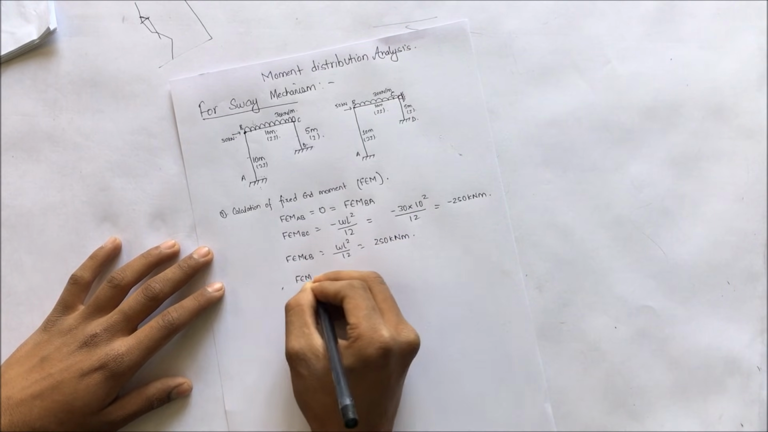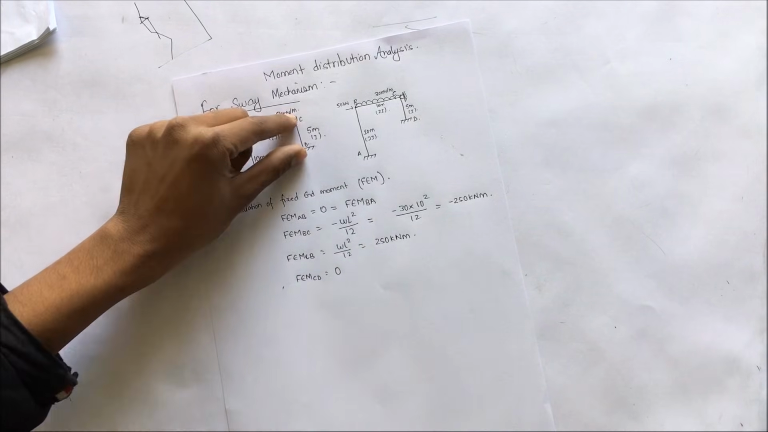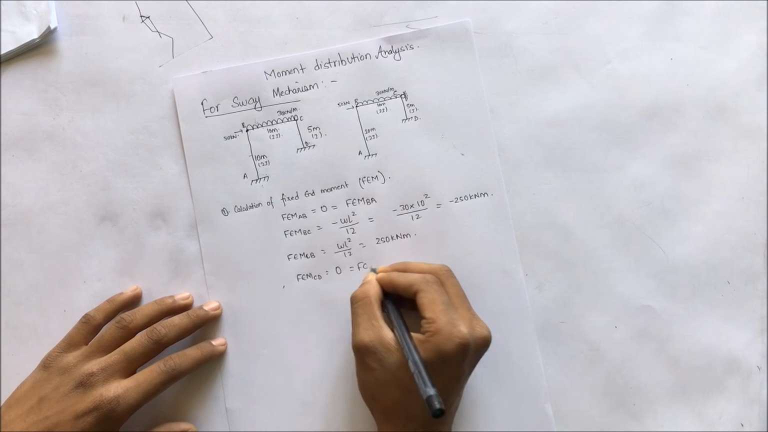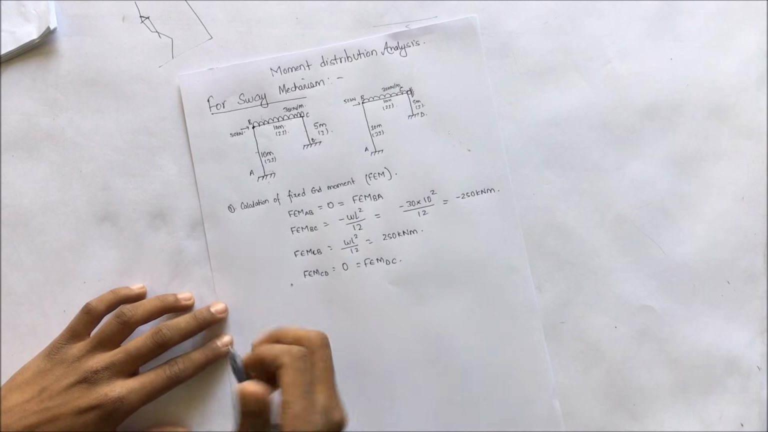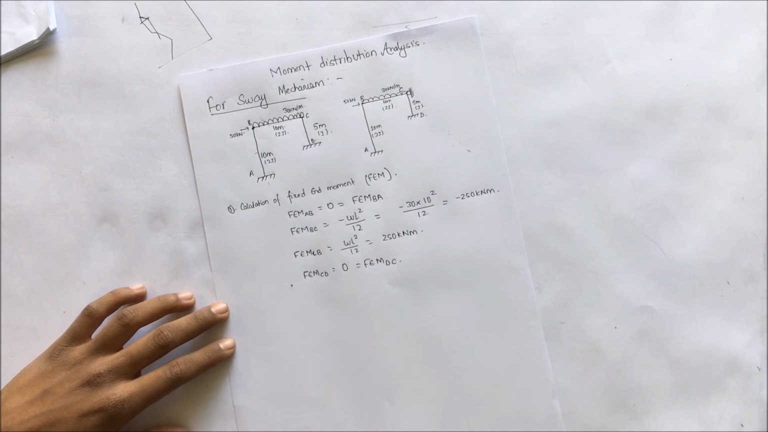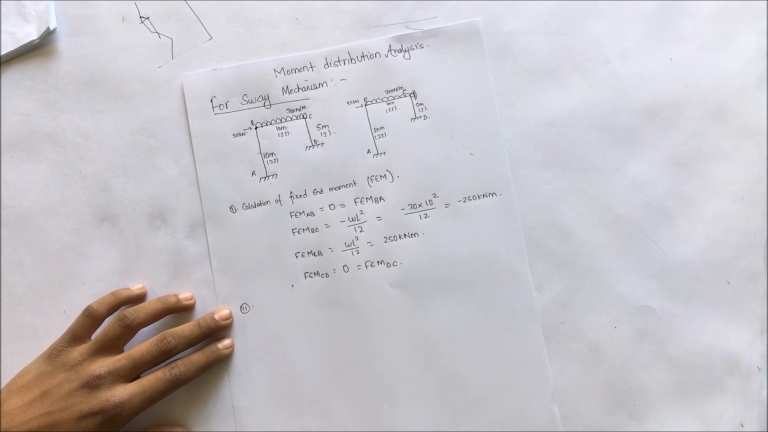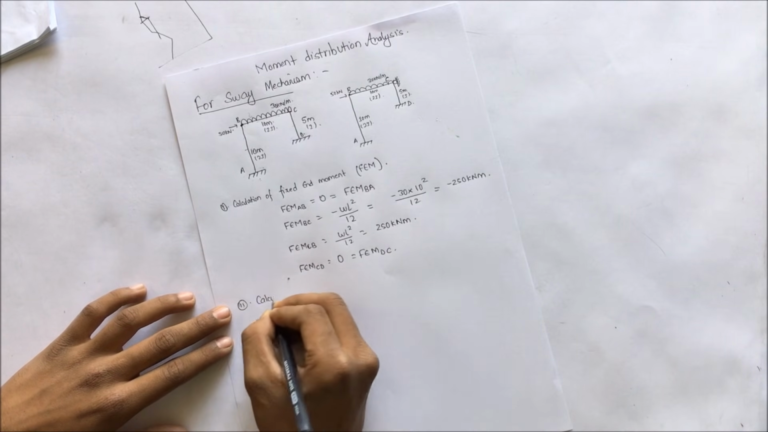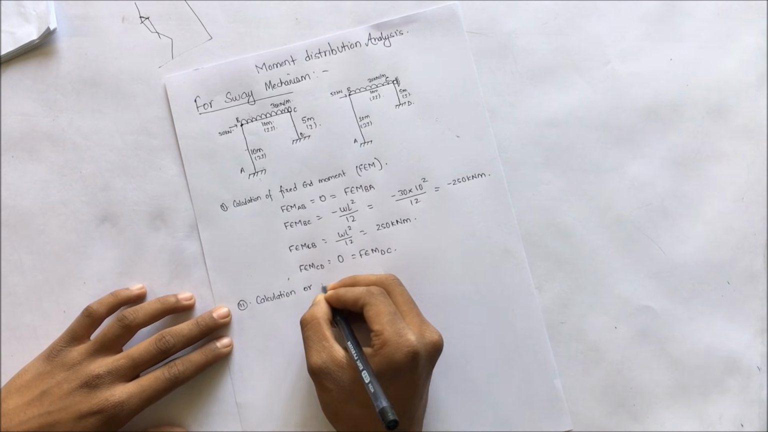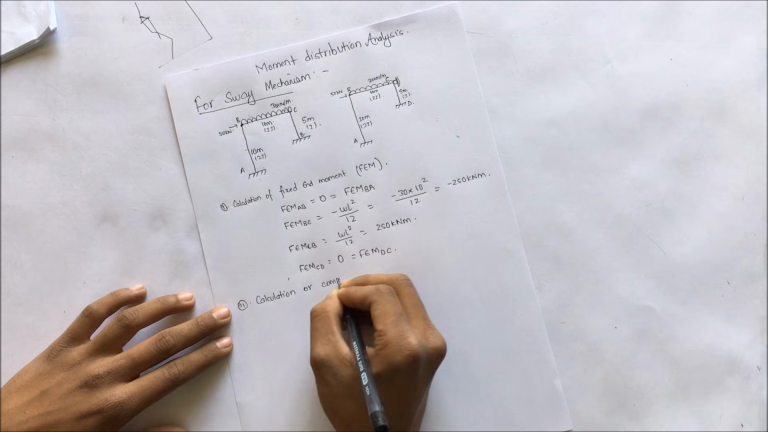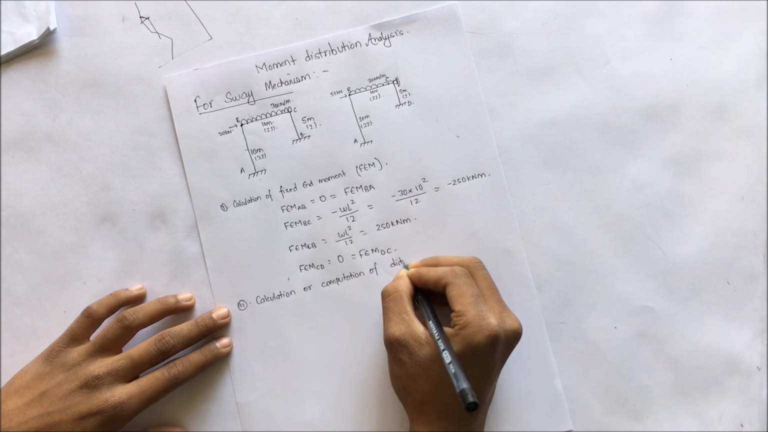FEM CD, this will be 0 because there is no load acting in this member, so will be DC. Now the first step of moment distribution analysis is completed. Now second step is calculation or computation of distribution factor.